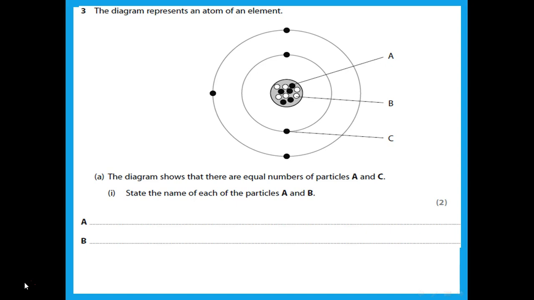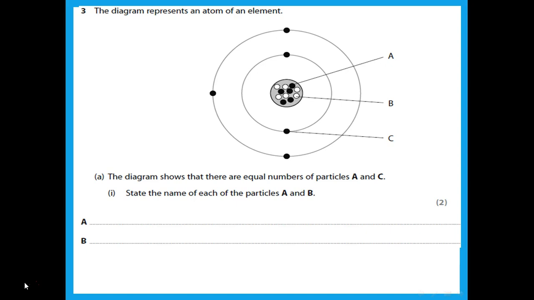The diagram represents an atom of an element. It shows that there are equal numbers of particles A and C. So what do you think A is and what do you think B is? If it has equal numbers of A and C, that means A is which one?